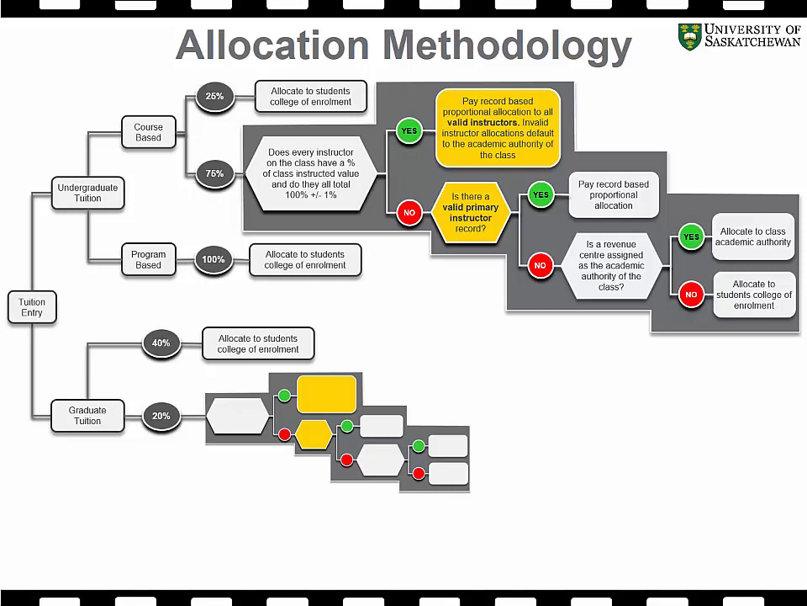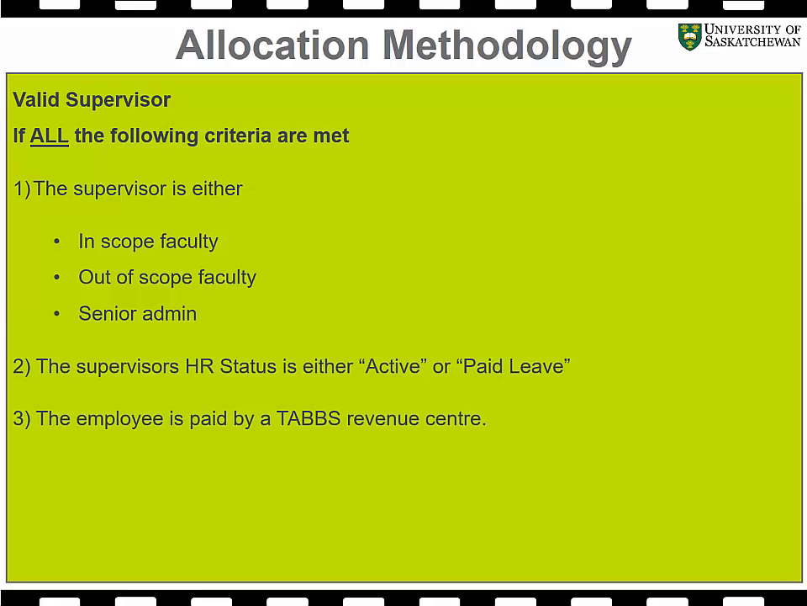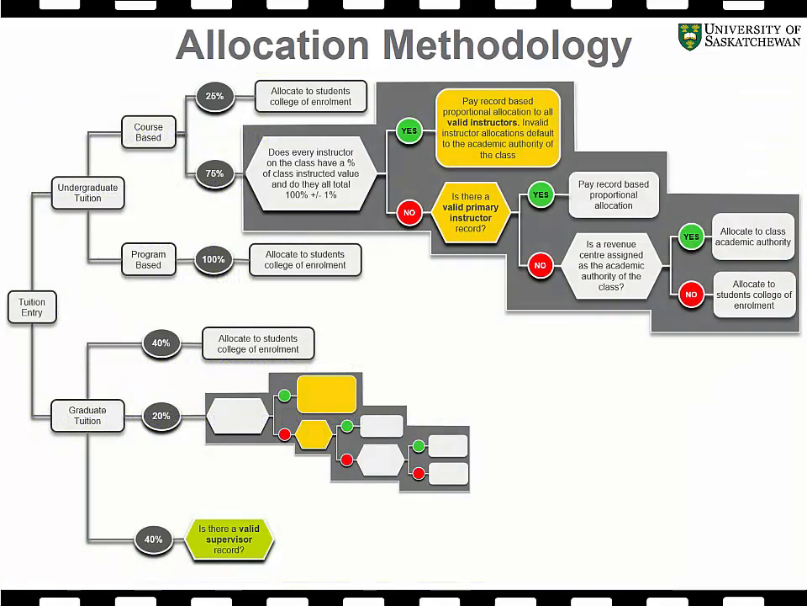The 40% supervision allocation first checks for a valid supervisor, by which we mean a supervisor who is either faculty or senior admin and has an HR status of either active or paid leave, and is paid by a TABBS revenue center. If no valid supervisor exists, then the supervision allocation follows the home of the student.